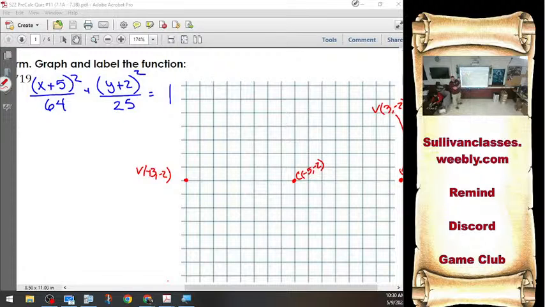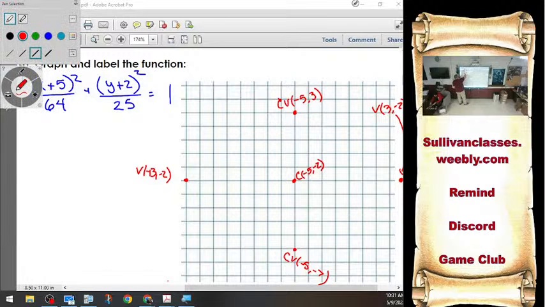I got vertices. What other features? Co-vertices, and we'll B in those directions. So I'll go 1, 2, 3, 4, 5 for a co-vertex at negative 5, 3. Go 1, 2, 3, 4, 5 for a co-vertex at negative 5, negative 7. I will draw my potato.